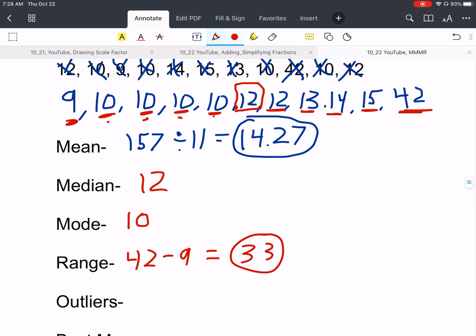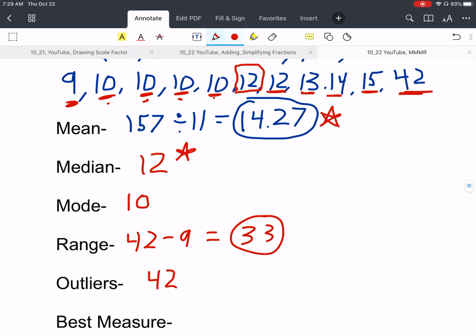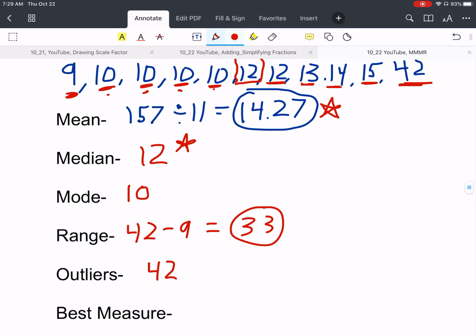Outliers, I'm looking to see if there's any numbers that are way lower or way higher than the group. In this case, it's definitely 42, because all the other numbers are between 9 and 15, and then there's a 42 that sticks way out. It is important to realize that this outlier, the 42, made the mean quite a bit higher than the median. And that is why our best measure of central tendency here would be the median.